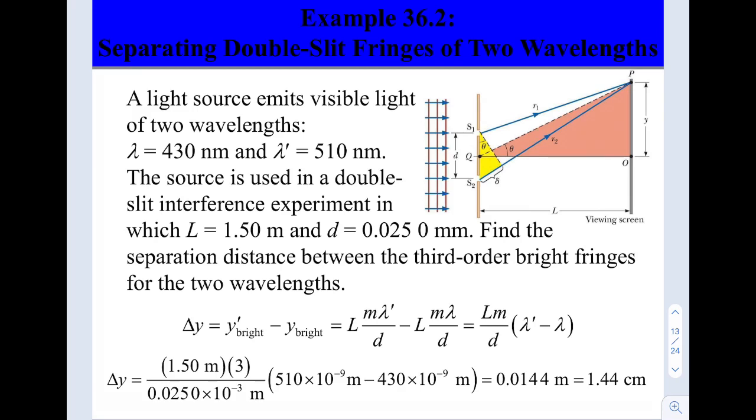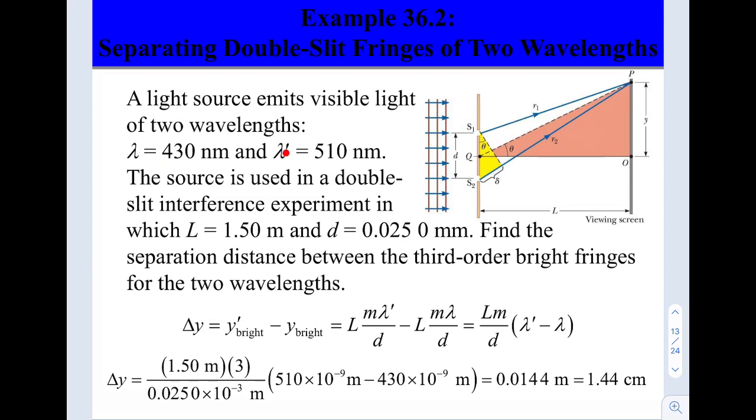Now example 36.2, separating double slit fringes of two wavelengths. A light source emits visible light of two wavelengths, lambda equivalent to 430 nanometer and lambda prime equivalent to 510 nanometer. The source is used in a double slit interference experiment in which L is equivalent to 1.5 meter and d is equivalent to 0.025 millimeter. Find the separation distance between the third order bright fringes for the two wavelengths.